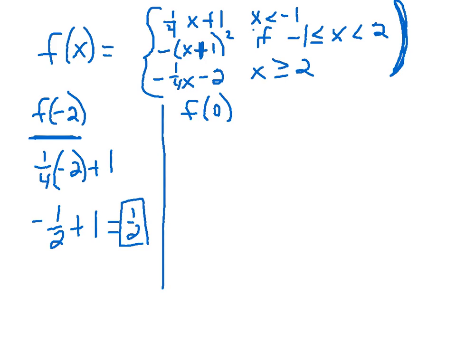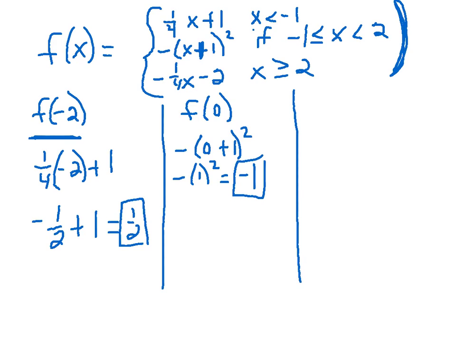And the second equation is the opposite of x, which is 0, plus 1 squared. So apply order of operations. In the parentheses is 0 plus 1, which is 1. Now we apply exponents, so it's going to be 1 squared, and the opposite of 1 squared is negative 1. So that's our value for the function when x is 0.